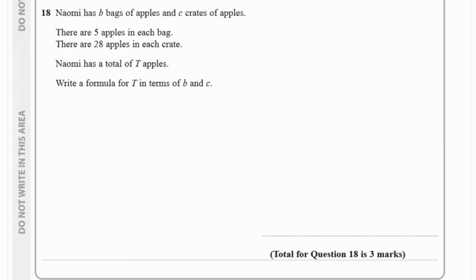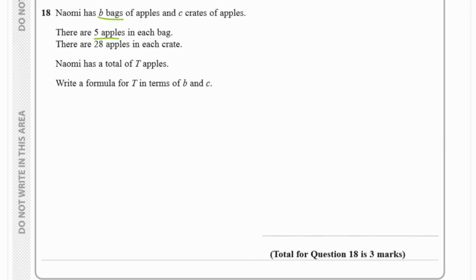Number 18. Naomi has B bags of apples and C crates of apples. There are 5 apples in each bag. There are 28 apples in each crate. Naomi has a total of T apples. Write a formula for T in terms of B and C.